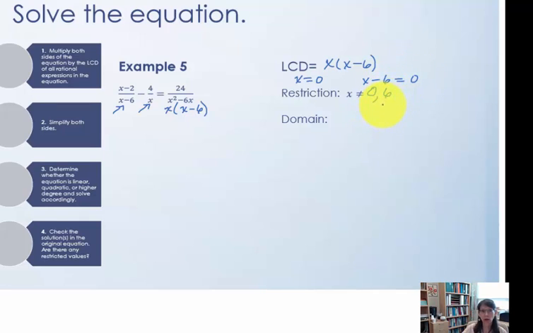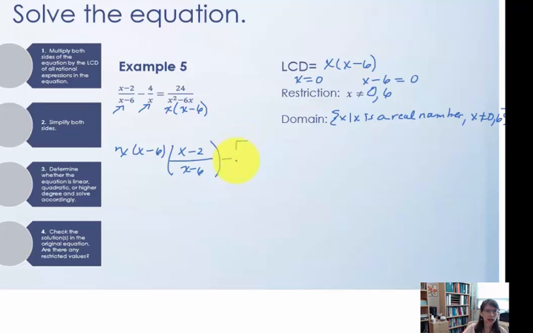So 6 would also be a restriction. So our domain is the set of x such that x is a real number and x cannot equal 0 or 6. So we're going to go back and start with our lowest common denominator and multiply every term in the equation by the LCD. And the whole purpose for that is to make the fractions eliminate.